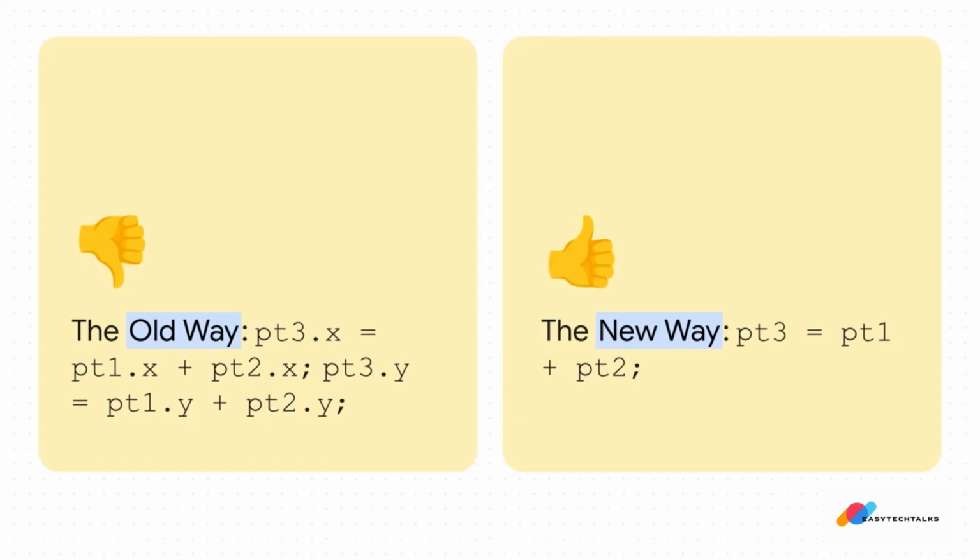I mean, just look at the difference here. On the left, you've got the manual way, adding the components one by one. Sure, it works, but it's clunky, and it doesn't really capture the idea of what you're doing. But on the right, that's the dream. A single, intuitive expression that says exactly what you mean. This is the power of operator overloading, making your code actually reflect your intent.